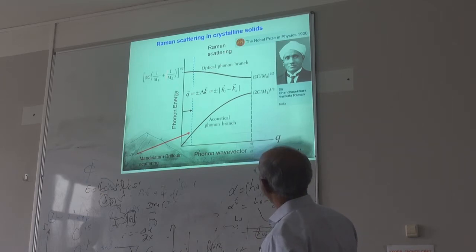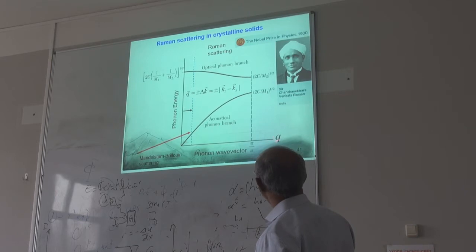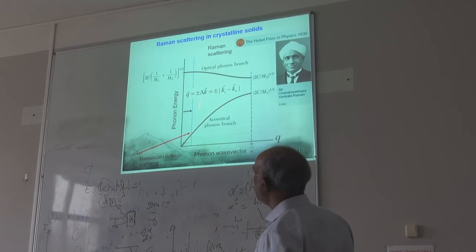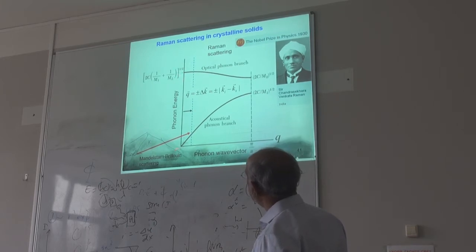I don't know whether you're familiar with this one. This is the phonon density of states, the dispersion curve. This is the phonon energy against the phonon wave vector. We call this the acoustic mode, and this is the optical mode. With Raman we can look at what is happening at this gamma point here.